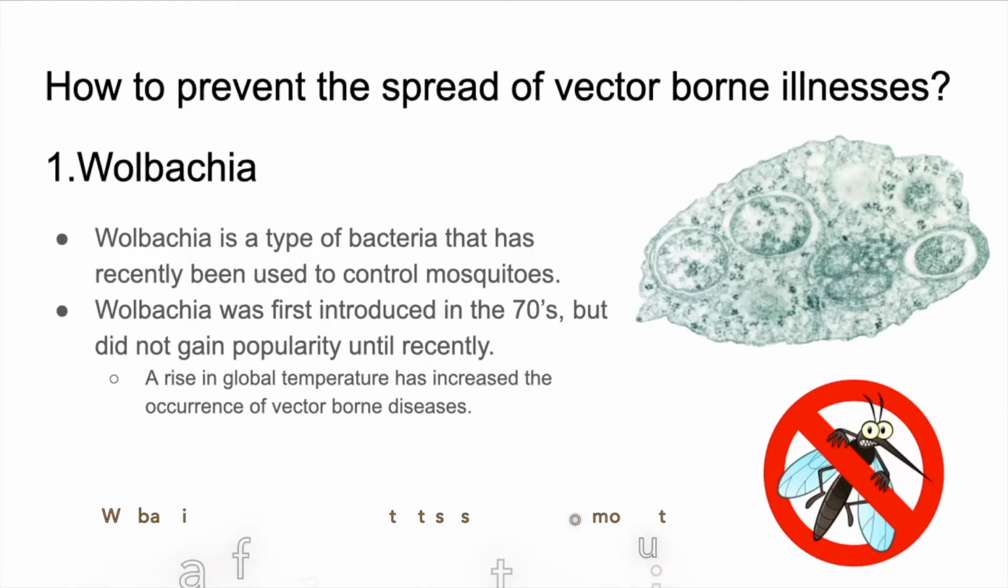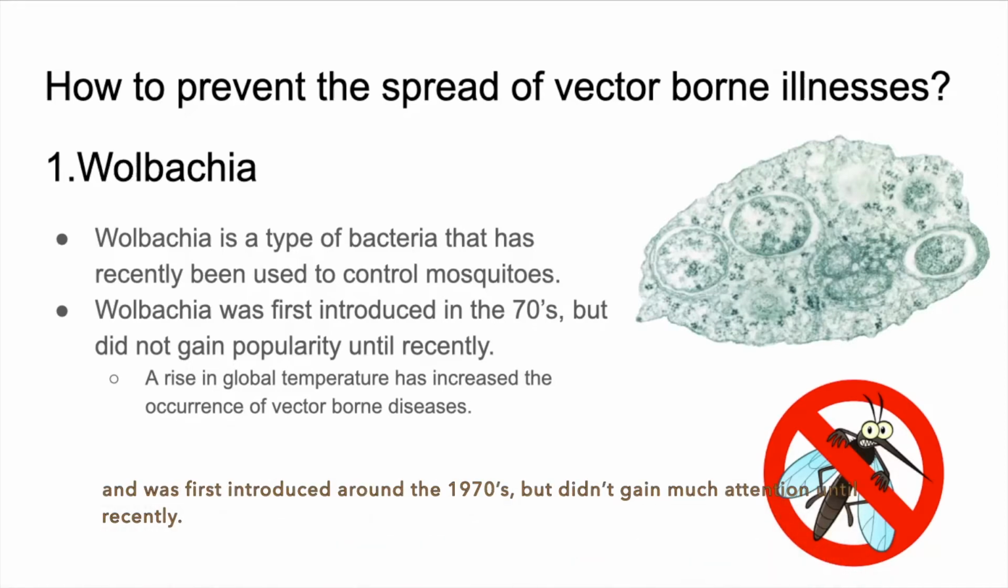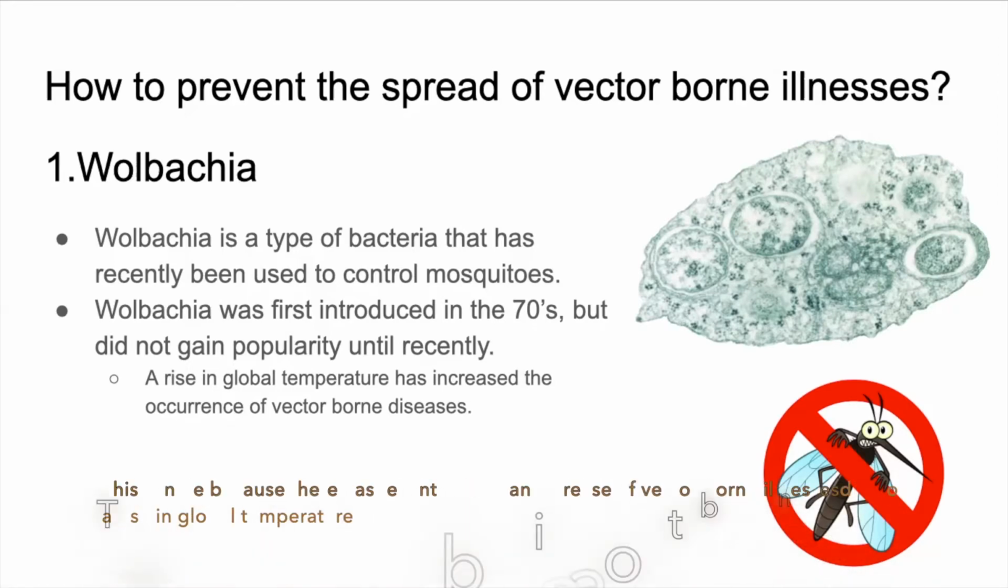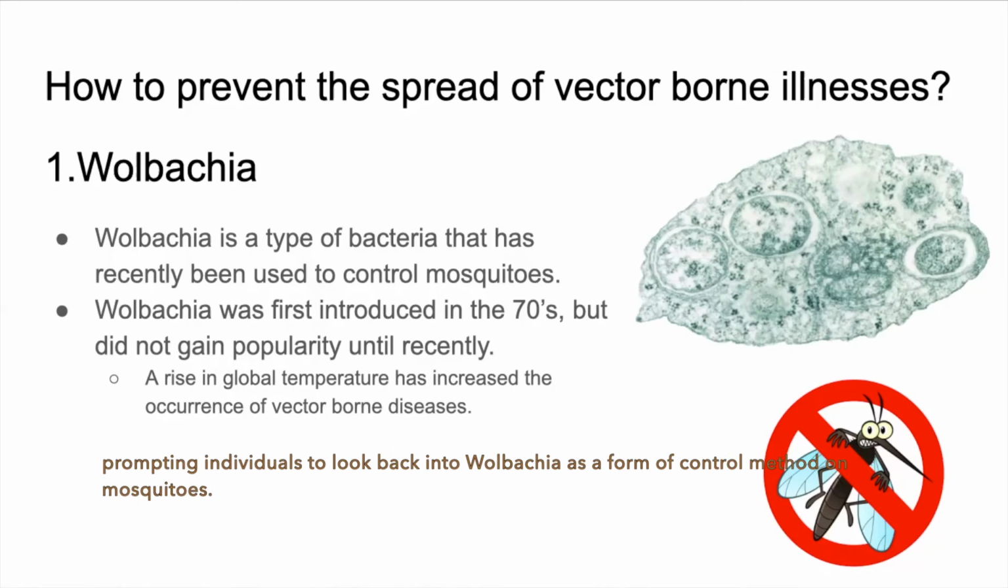So Wolbachia is a form of bacteria that is used to control mosquitoes, and it was first introduced around the 1970s, but didn't really gain much attention until recently. This could be because there's recently been an increase of vector-borne illnesses due to a rise in global temperatures, prompting individuals to look back into Wolbachia as a form of control method on mosquitoes.